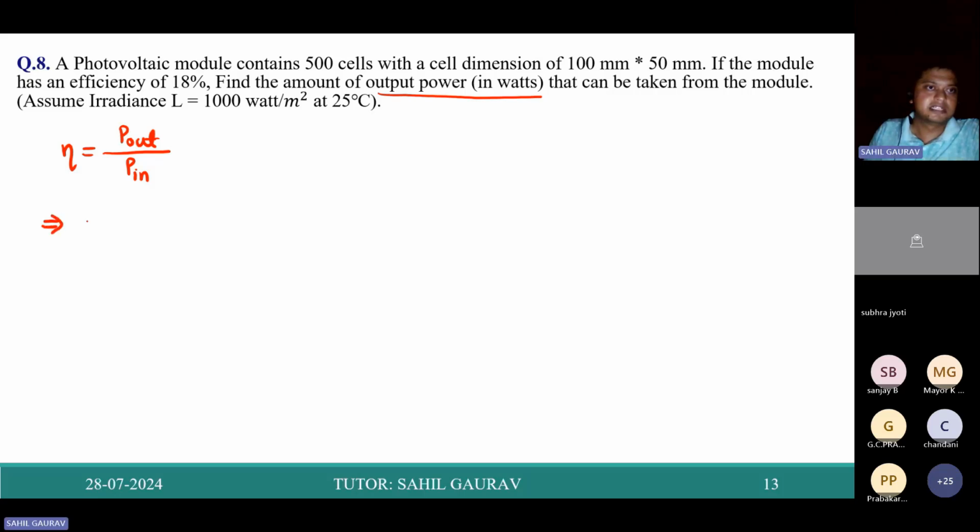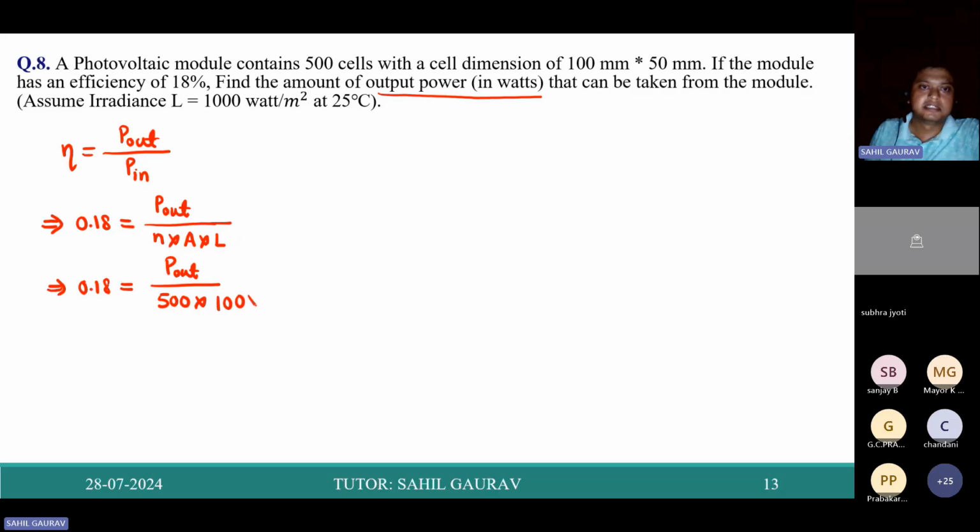This efficiency is given as 18%, so it is 0.18, and output power you need to calculate. And input power, how you can write input power: N denotes the number of solar cells, and A is the area of each solar cell, and L is the insolation. P out equals efficiency times input power, where N is the number of solar cells, and area is given as 100 into 50.